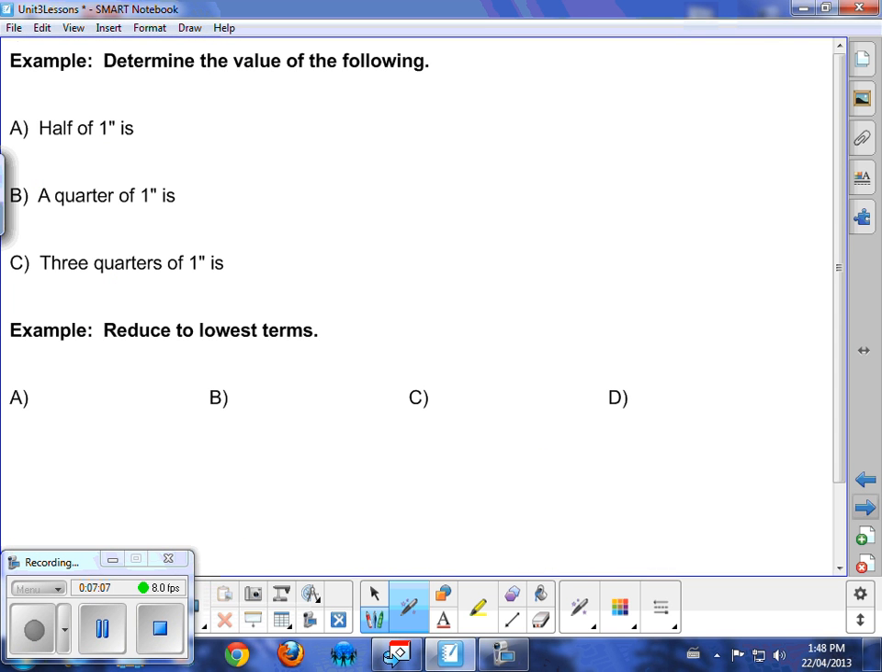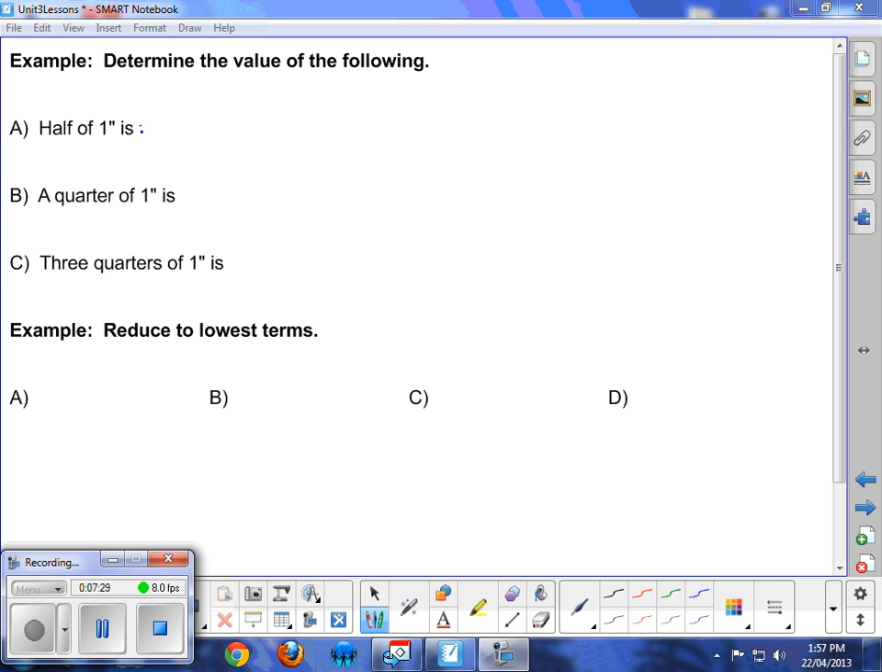All right, so determine the value of the following. So 1/2 of 1 inch. Well, 1 inch is the same as... So what we're looking at here, you need to be able to go back and forth between fractions. So 1/2 of an inch is obviously 1/2 an inch. That's pretty straightforward. What I'm looking for is the other forms of a 1/2 inch.